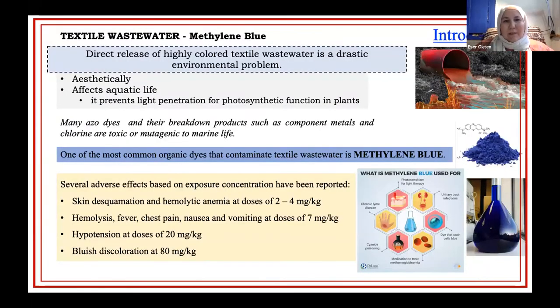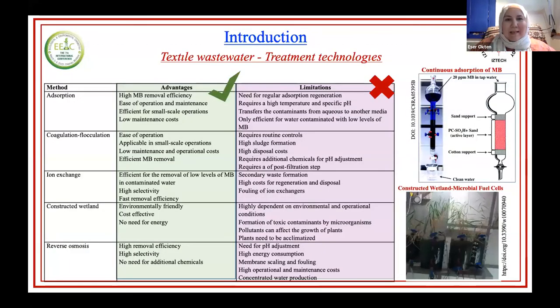So why is methylene blue a problem? It's a component of textile wastewater, and textile wastewater discharge is a big environmental problem. So we need to get rid of methylene blue as a model dye, so we would be able to go on in the future stages of our research and work on textile wastewater. I would like to pass a little bit fast so that we can talk about what we have actually done.